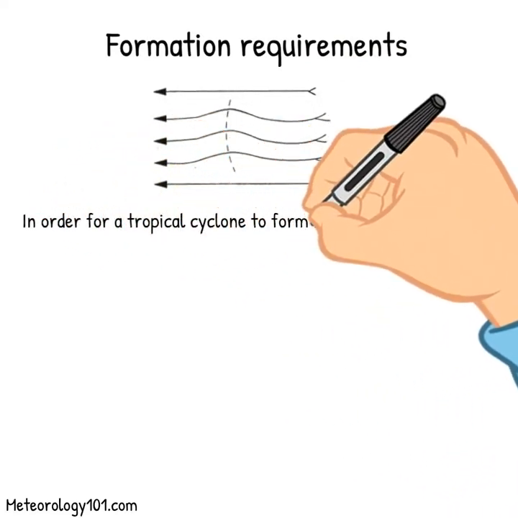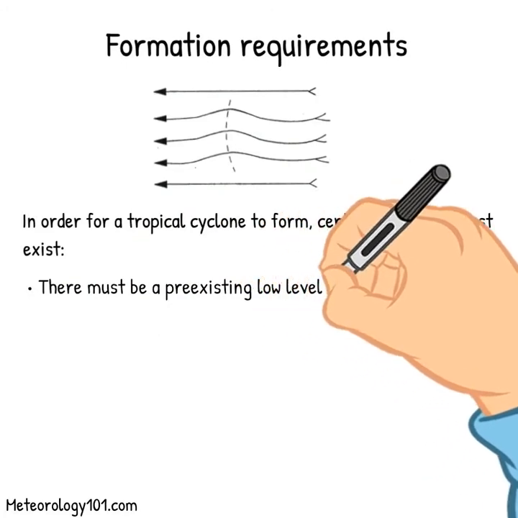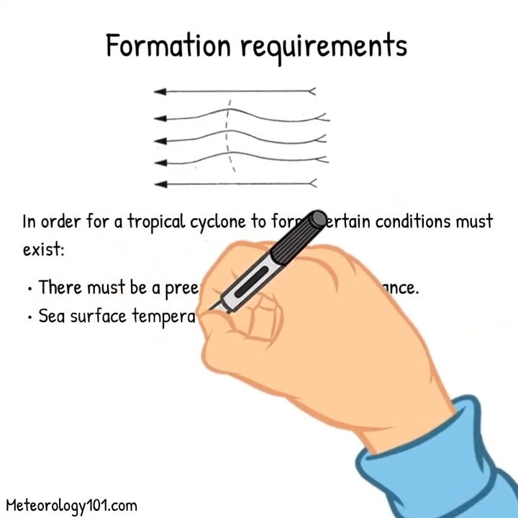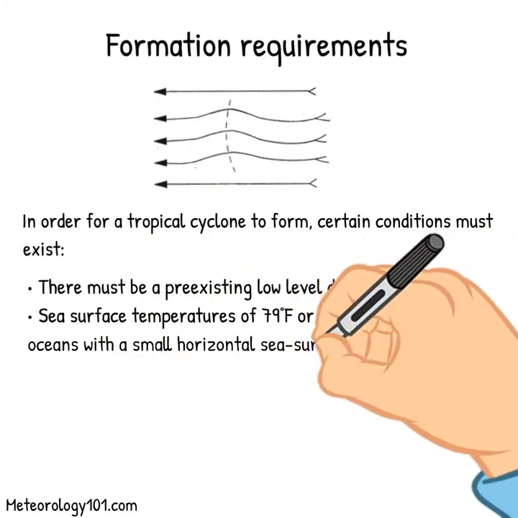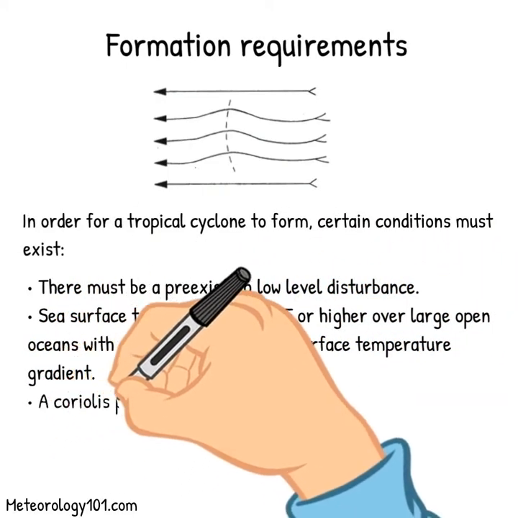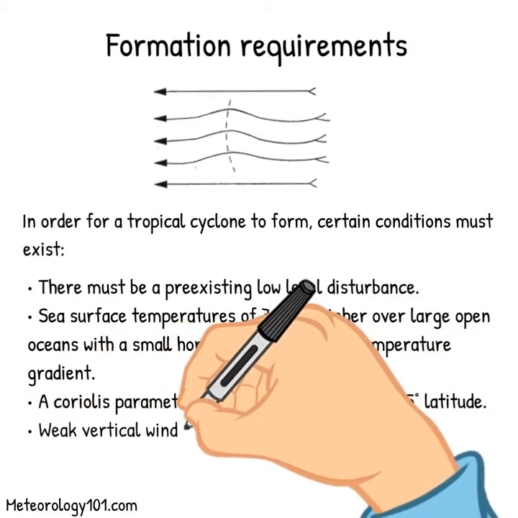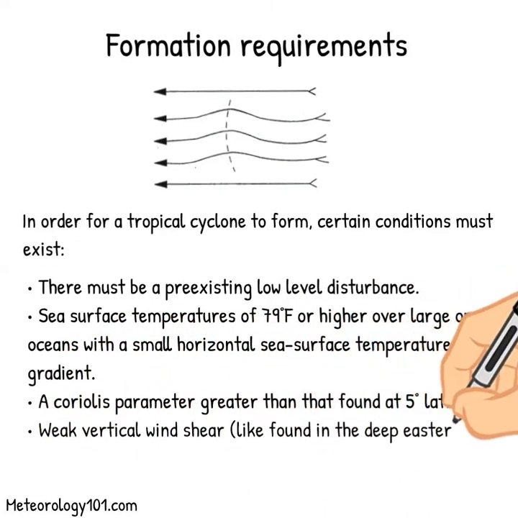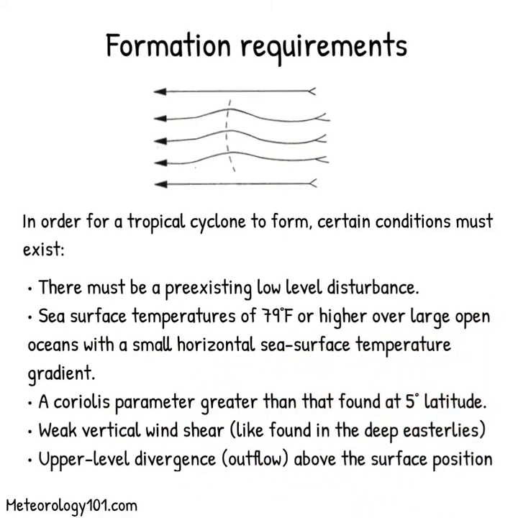There must be a pre-existing low-level disturbance. Sea surface temperatures of 79 degrees Fahrenheit or higher over large open oceans with a small horizontal sea surface temperature gradient. A Coriolis parameter greater than that found at 5 degrees latitude. Weak vertical wind shear, like found in the deep easterlies. Upper level divergence, outflow, above the surface position.